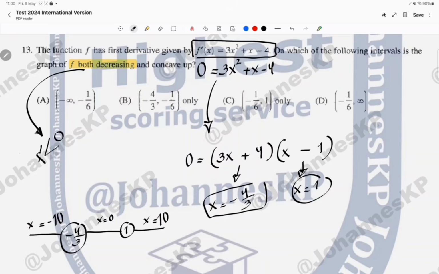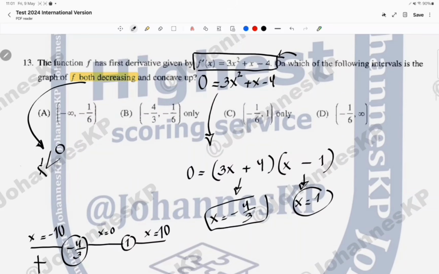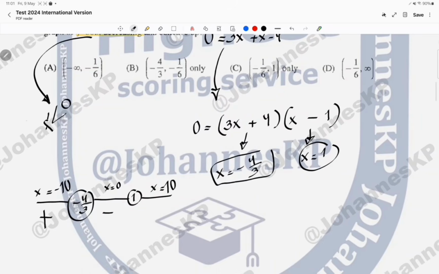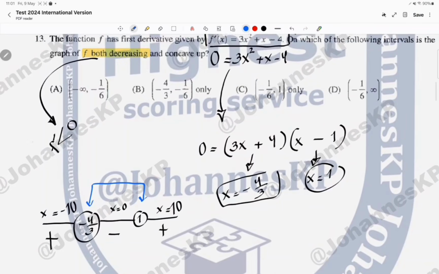If I were to plug in a minus 10, will I get a positive or a negative number here? There's no calculator. Positive, right? Because the x squared is going to make it 100. So positive. If I plug in the 0, I get negative 4. So it's negative. And if I plug in the 10, I also get positive, right? So it's decreasing between negative 4 over 3 and 1.